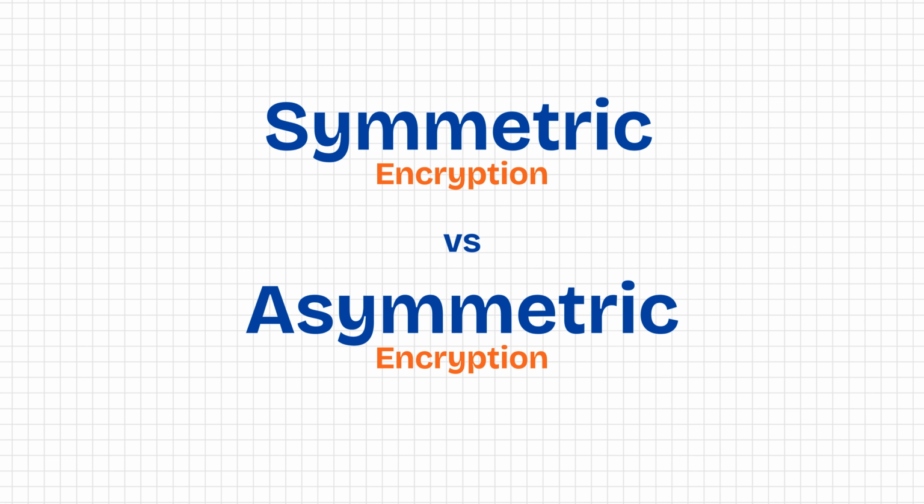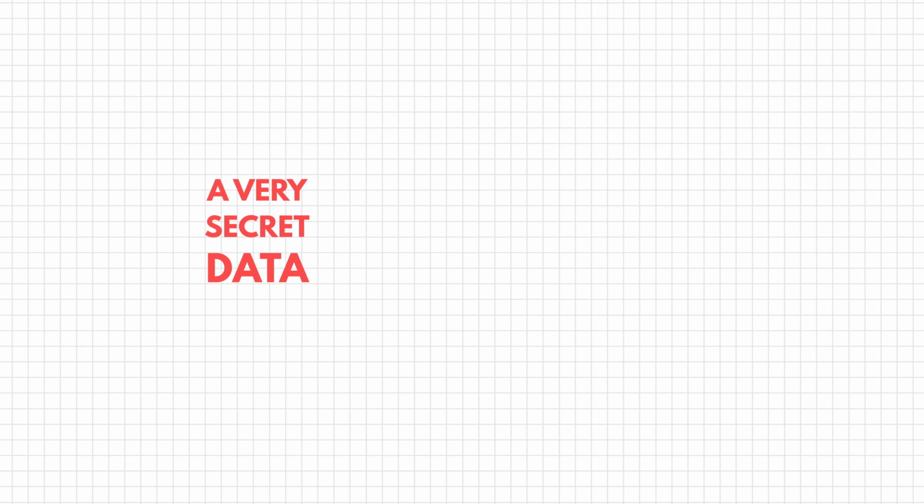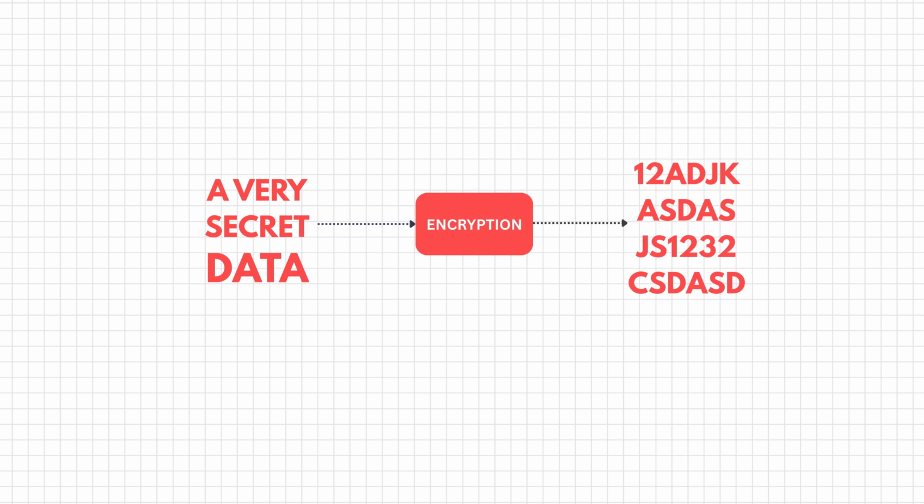Hello everyone, we are going to talk about symmetric and asymmetric encryption in this video. Encryption is the process of protecting your data by converting it into unreadable random data. The original data can be recovered only by someone who has access to the key.